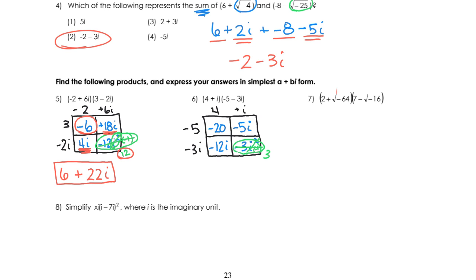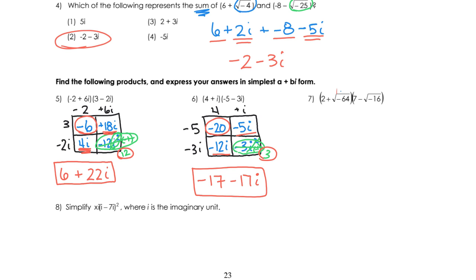Okay? And now we'll go ahead and combine our real numbers. Negative 20 plus 3 is negative 17. And then we have negative 12i minus 5i, which is negative 17i. And there is our complex number. Okay. All right, last one, kind of like in number 4, we had to simplify those radicals before we can do any math with them.